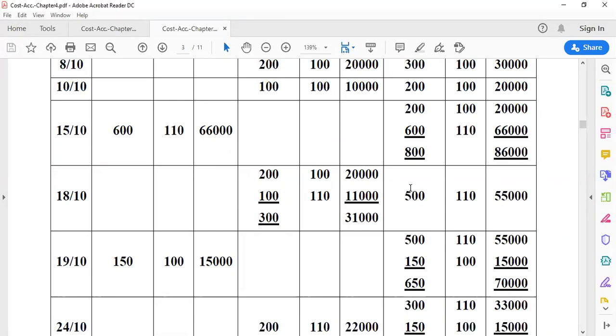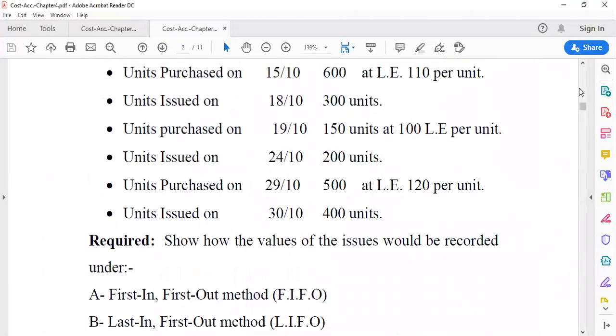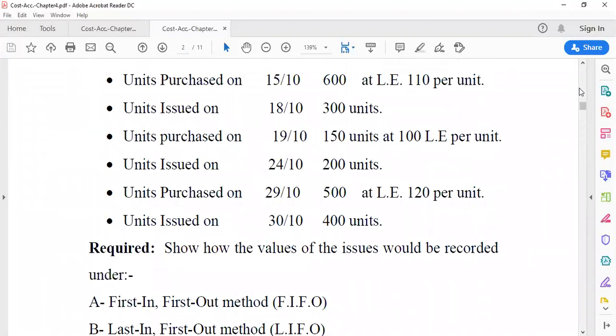First in, first out. So to summarize this step, I took the old balance, the whole of 200, and I also need 100 to be added because I will issue 300 units, but the 200 will be with its price and the 100 will be with its price. Okay, dears? What about the next date? The next date was the 19th of October. There were units purchased on the 19th of October, 150 units at a new price, which is 100 LE.